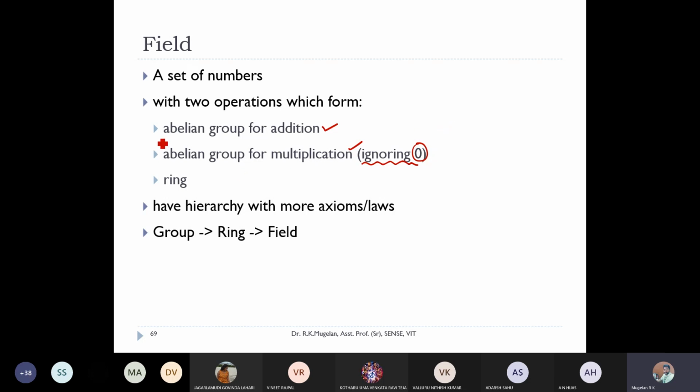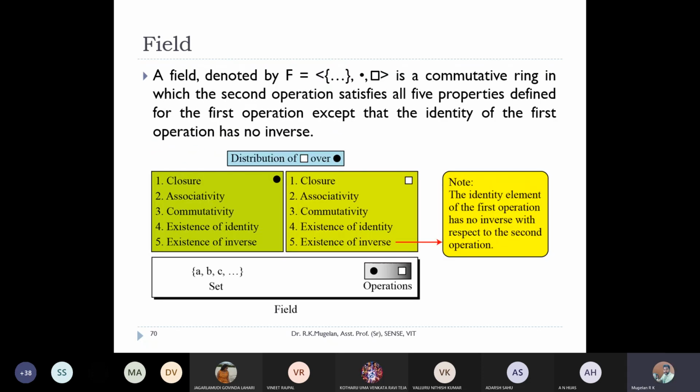And all this together makes it a ring under these two conditions. So a field can be denoted as a commutative ring. Whenever I say commutative ring, it indirectly means that I'll have an abelian group with the addition operation and multiplication with the 3 properties plus the commutative property. Along with this, the second operation will satisfy all five properties defined for the first operation, except that the identity of the first operation has no inverse.